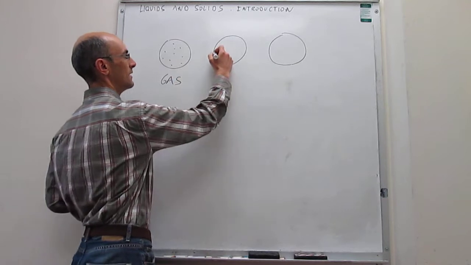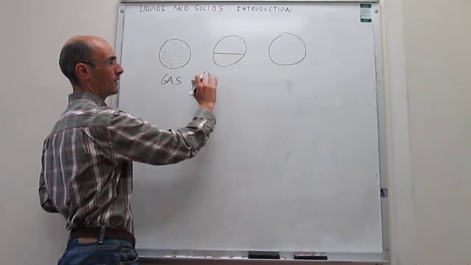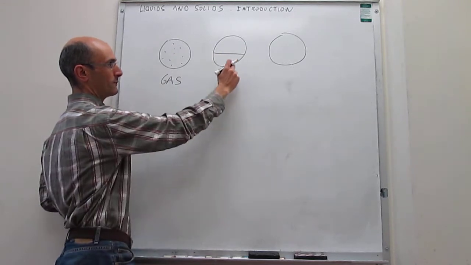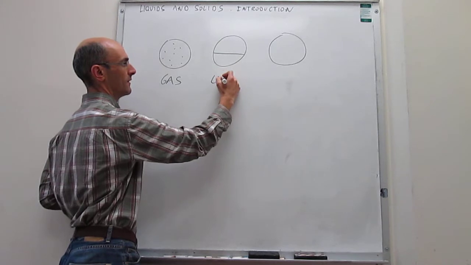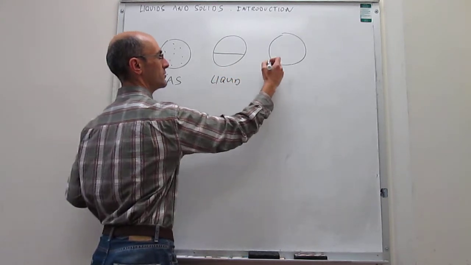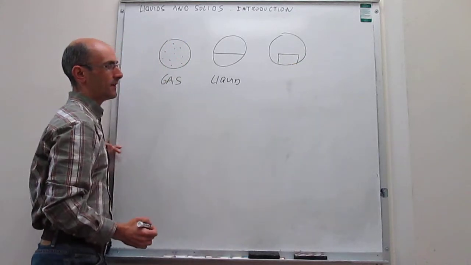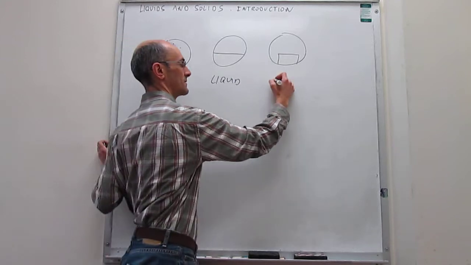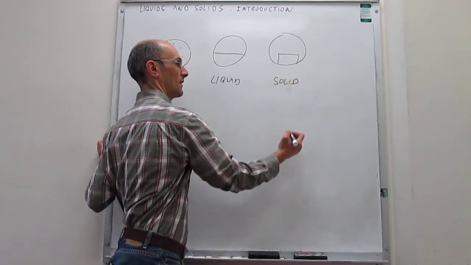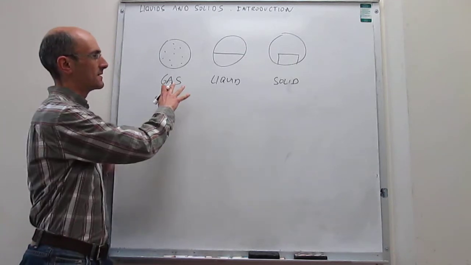In a liquid, a way to define it is that the molecules will conform to the shape of the container, but will not occupy the entirety of the volume. And in a solid, that state of matter neither conforms to the shape of the container nor occupies the volume. That is the solid.